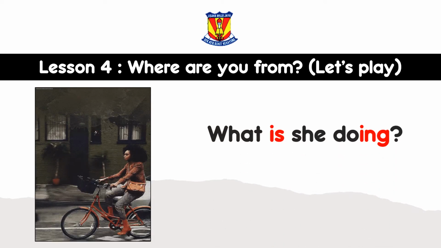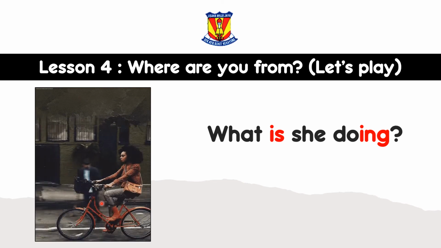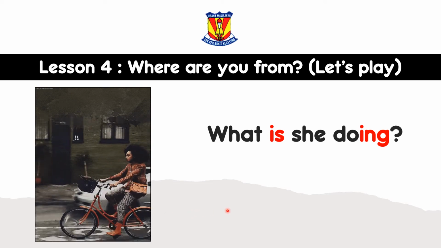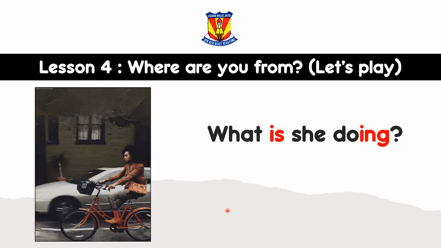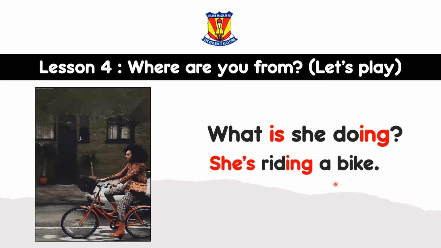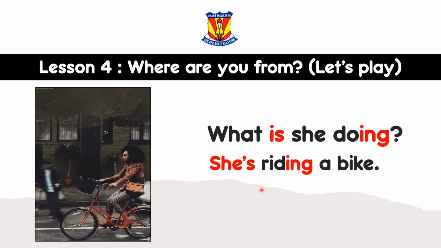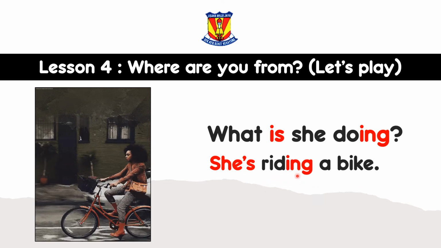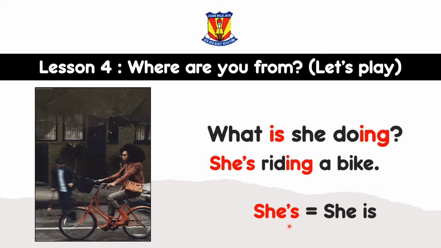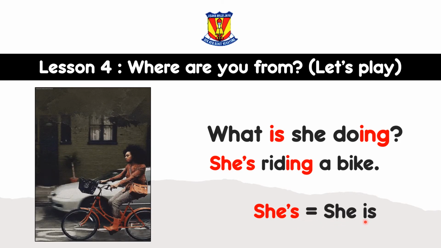What is she doing? If we look at the picture, the girl is riding a bike. If we follow back the format of the question, we should have she's riding a bike. There is an is and there is ing. She's is the contraction for she is.